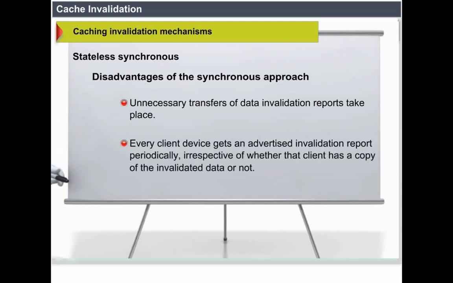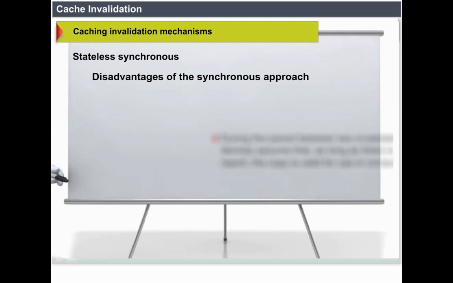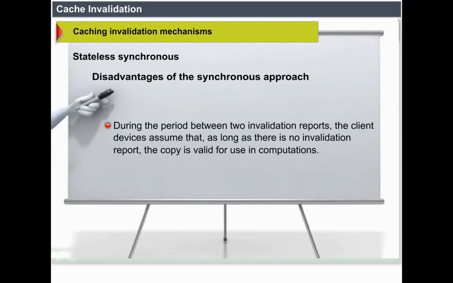Every client device gets an advertised invalidation report periodically, irrespective of whether that client has a copy of the invalidated data or not. During the period between 2 invalidation reports, the client device assumes that as long as there is no invalidation report, the copy is valid for use in computations.